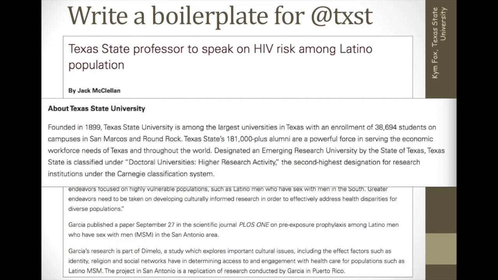So this is context, not something that you would expect a media outlet to print or to publish about the university, but it helps anybody who's not familiar with the university understand the university's place, basically, in the higher ed world.